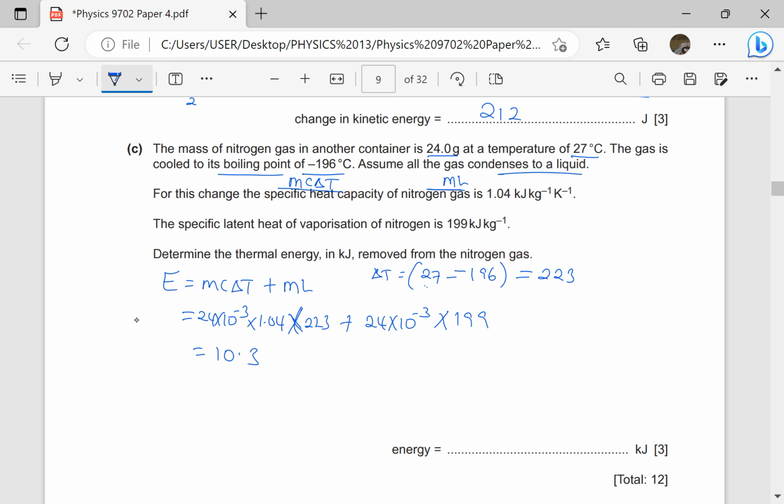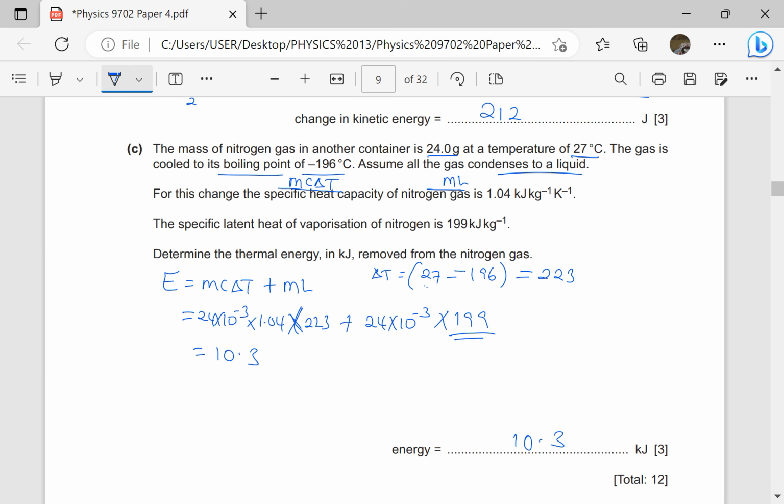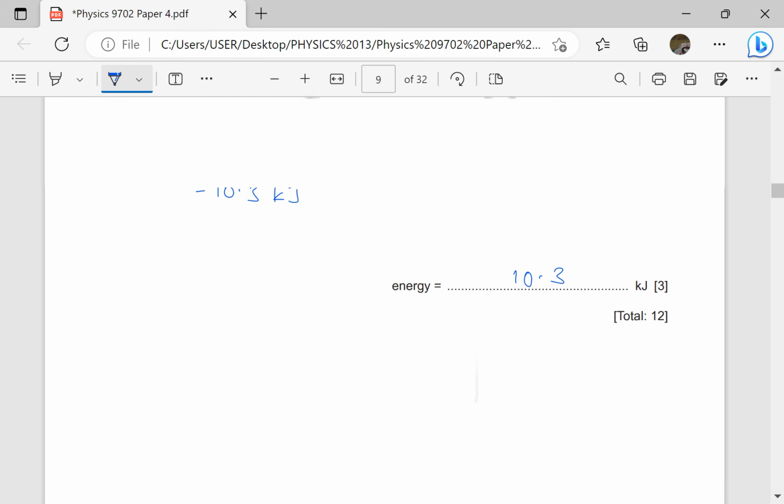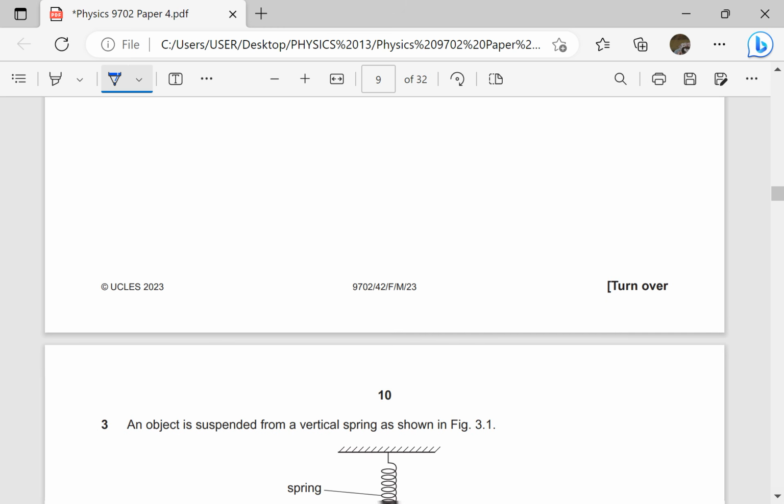Instead of writing 10, you rather write three significant figures, 10.3 kilojoules. Is it kilo? Yes, 10.3 kilojoules, because I maintained this in kilojoules. I maintained also this one in kilojoules per kilogram. So the answer here is in kilojoules automatically. I didn't change from kilojoules per kilogram per Kelvin to joules. So the answer is in kilojoules. I think I changed grams to kilograms. So the answer is in kilojoules.